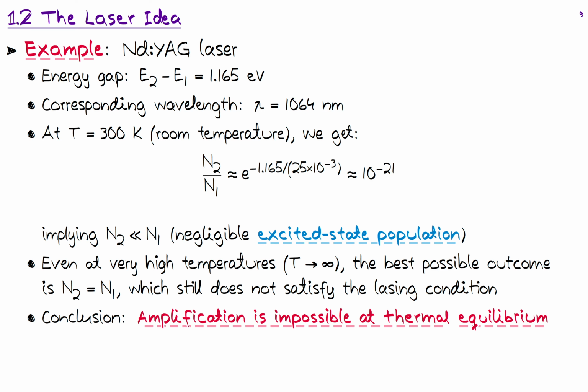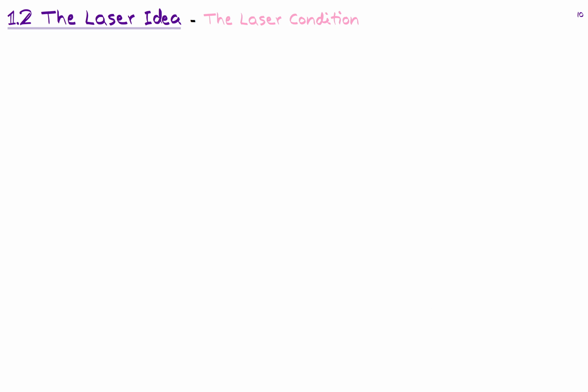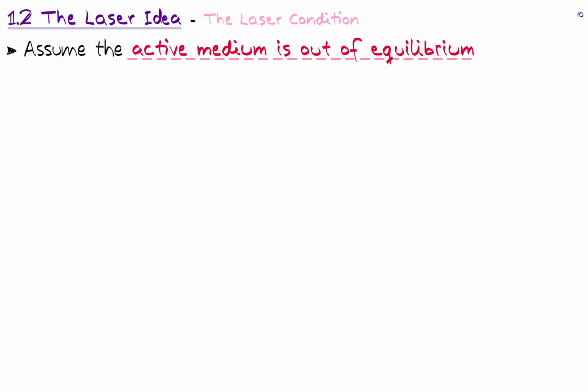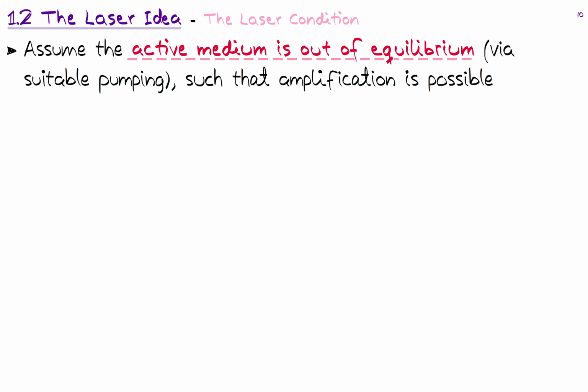So the conclusion here, as I already said before, is that amplification of light is impossible at thermal equilibrium, so we must do something else. And we cannot just increase the temperature of the system and hope that that would somehow improve things. So what we do in practice is that we really need to drive our gain medium out of equilibrium, and this is done by suitable pumping mechanisms. And this provides a possibility to realize optical amplification.